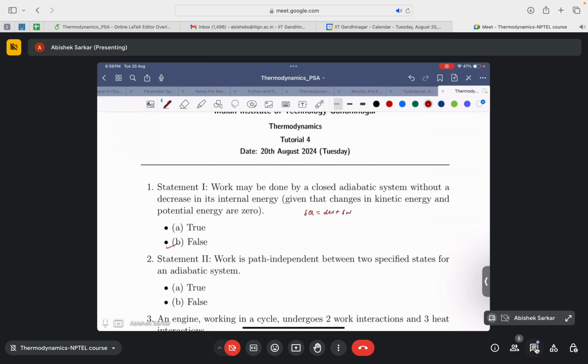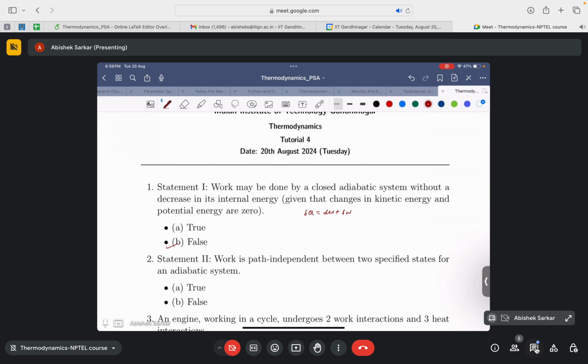delta W. Just ignore the kinetic and the potential energy, because it is explicitly mentioned that the kinetic and the potential energies are zero. Okay, and usually we'll see that for most of the thermodynamic systems that we discuss, specifically from the perspective of mechanical engineering, the net changes in the kinetic and the potential energies are usually zero.